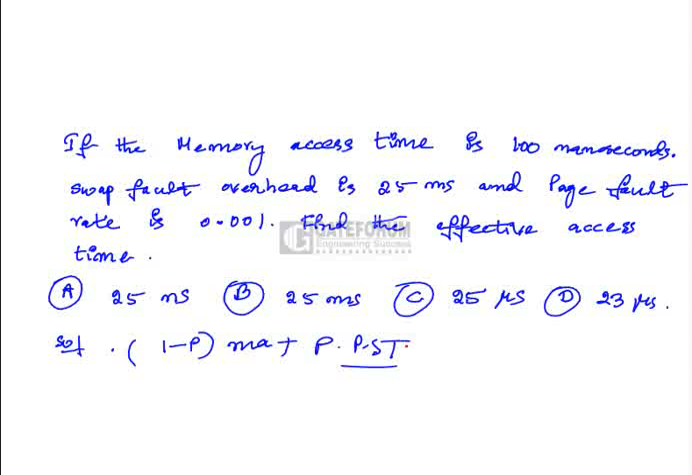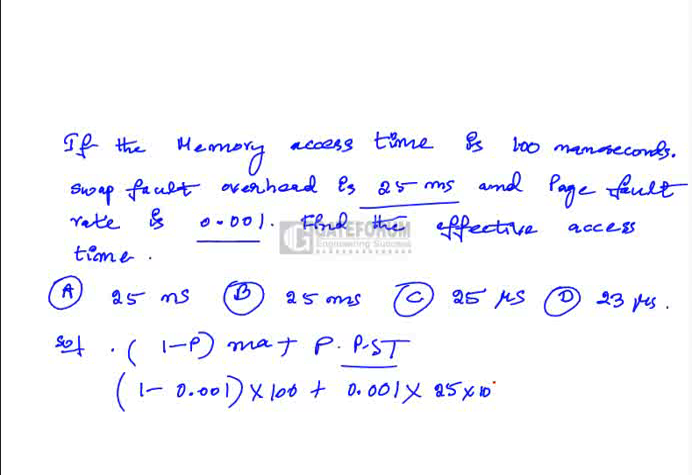That means swapping. When the fault occurs, we need to swap the faulted page from backing store to main memory. So it is (1 minus P), where P is given as 0.001, times memory access time of 100 nanoseconds, plus 0.001 into page fault service time of 25 milliseconds. 25 milliseconds we have to convert to nanoseconds, so this will be 25 into 10 power 6 nanoseconds. 1 millisecond is 10 power 6 nanoseconds. Now all are in nanoseconds.